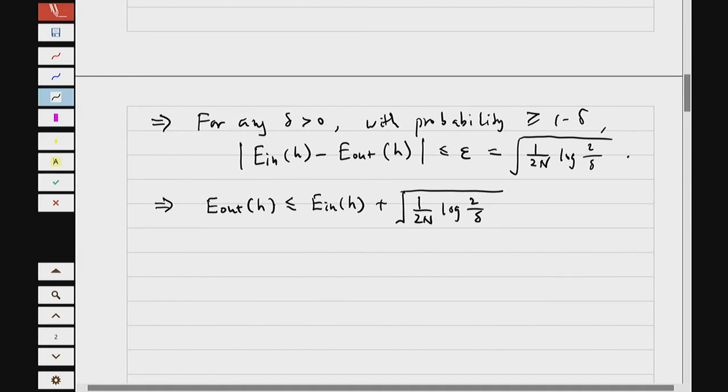Yes, all logs without specifying would be the natural log. That's the convention in most books.